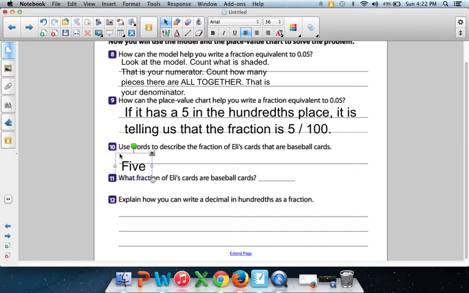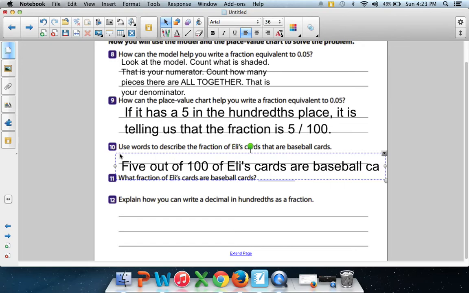5 out of 100 of Eli's cards are baseball cards.